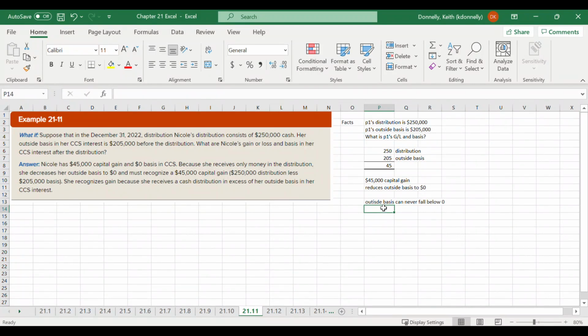So, after this distribution, you would say to me, okay, that's great. I have a $45,000 capital gain, but my outside basis is 0. What it's not is my outside basis is negative 45,000. Your outside basis can never fall below 0.